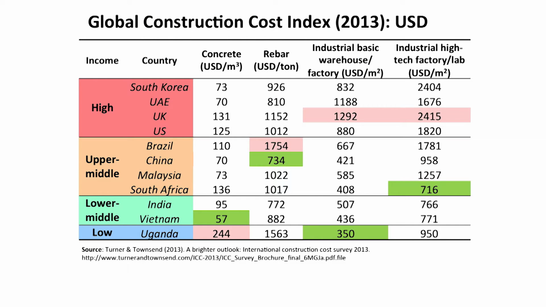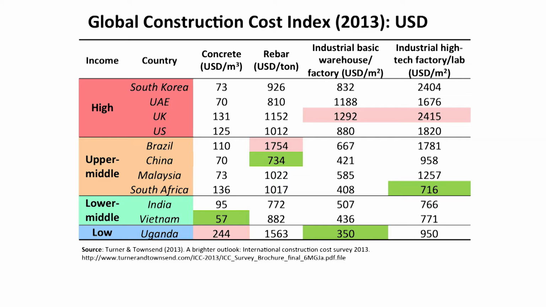This table presents a comparison of different types of construction cost in selected countries. The red shows the highest cost, the green the lowest cost. These construction costs are not specific to water and sanitation services. The column at the far right for construction of high-tech industrial factory laboratory is probably the best comparison.